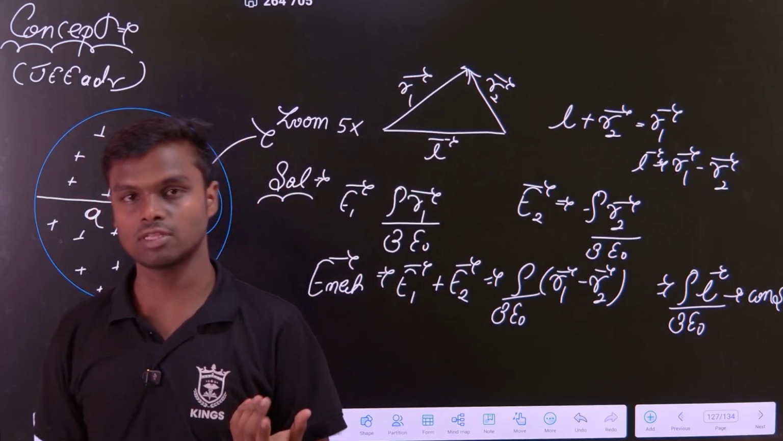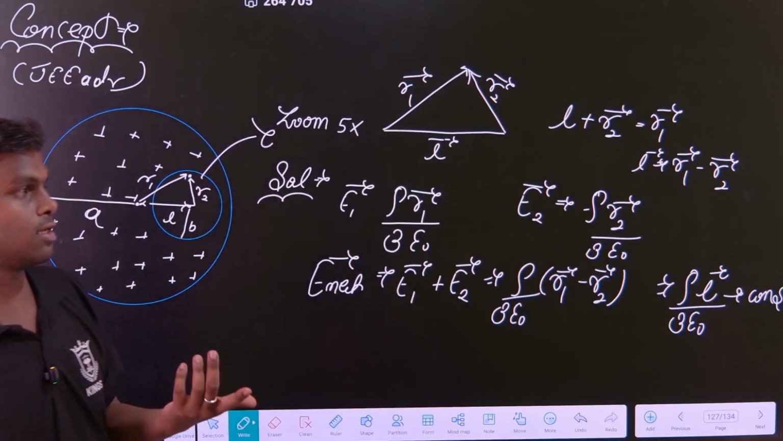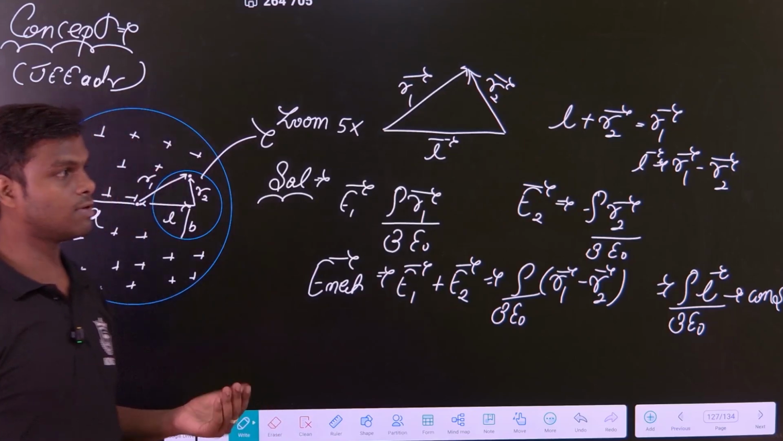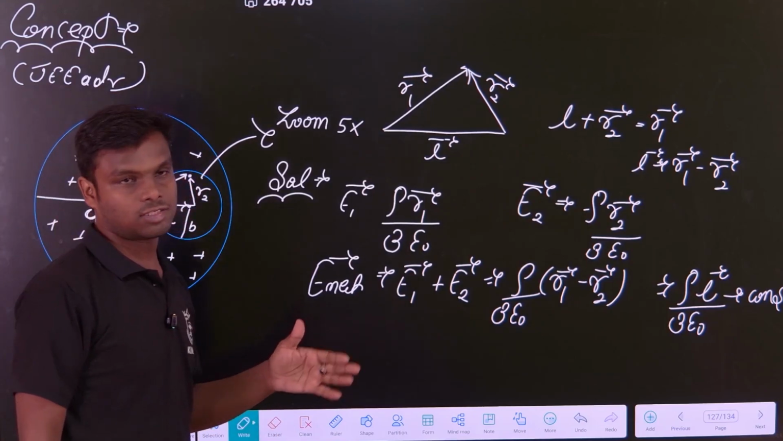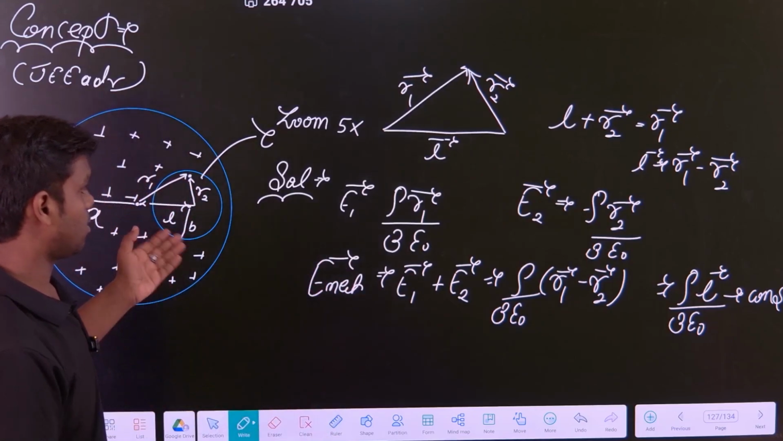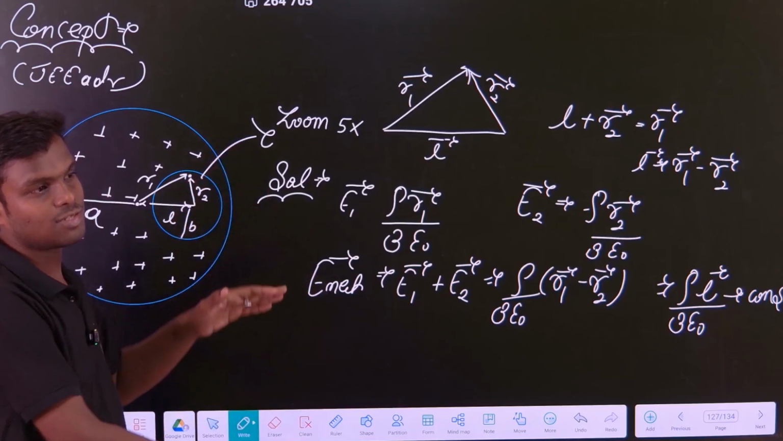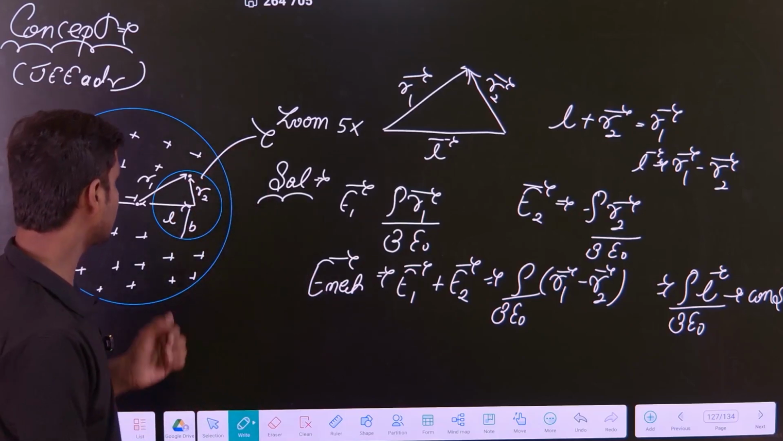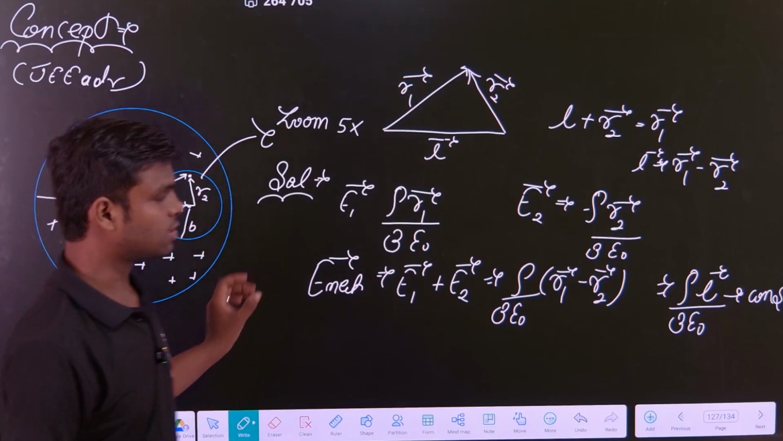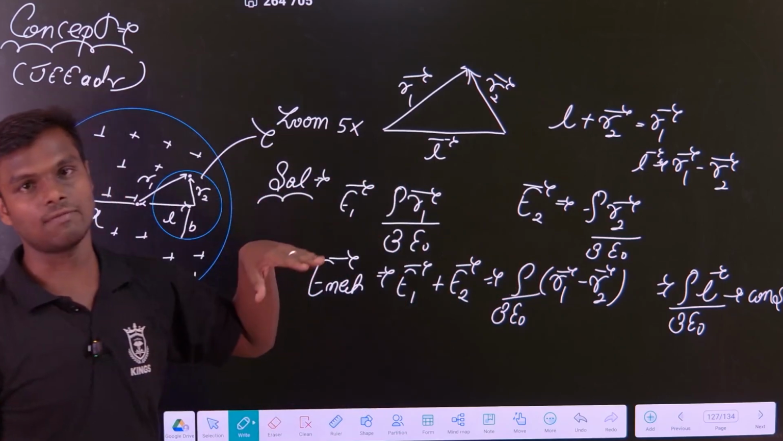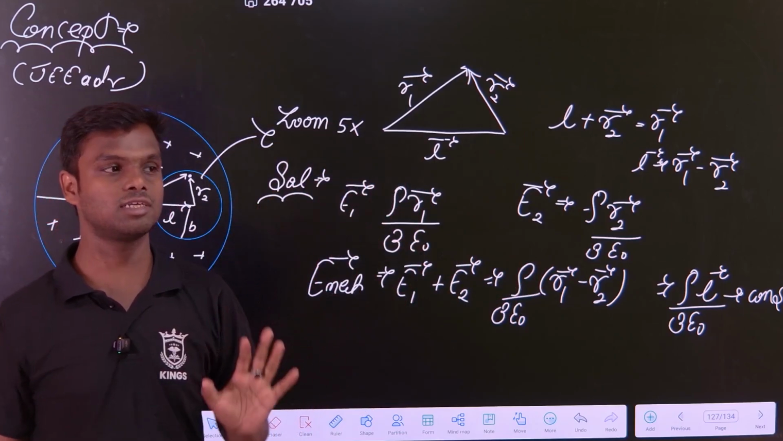And if you want to solve that International Physics Olympiad question, I will give it to you at the end of this complete chapter, not in this lecture. So this is the concept we understood: inside the cavity, the electric field is constant, that is rho L by 3 epsilon naught.